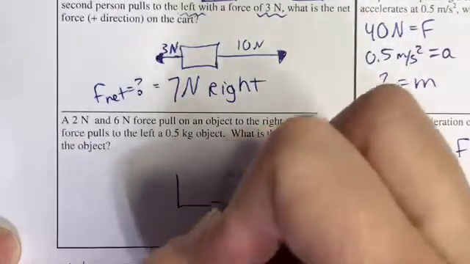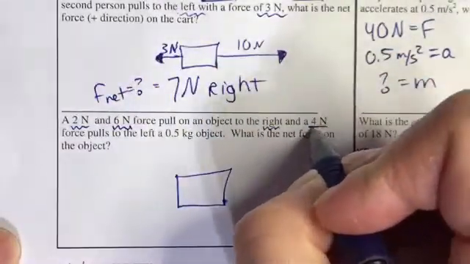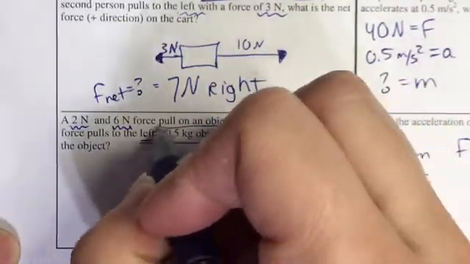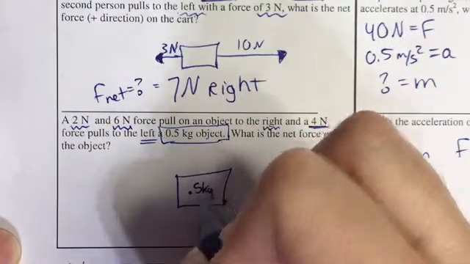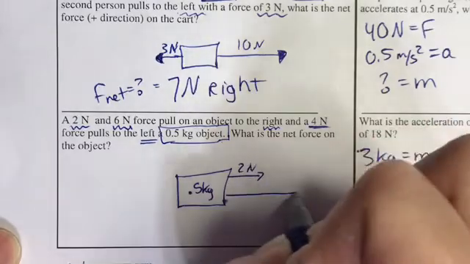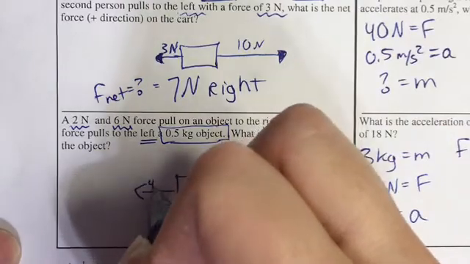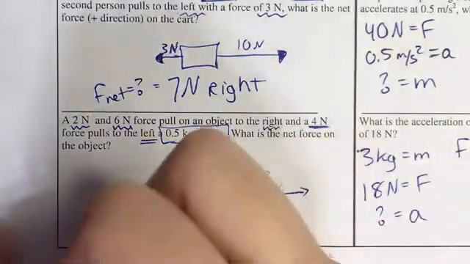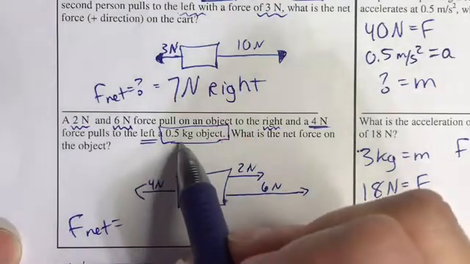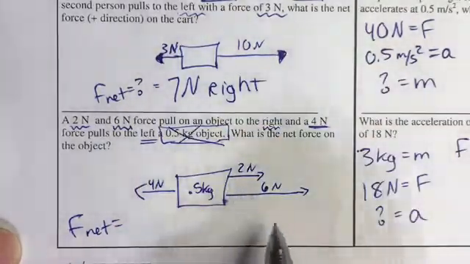Here we have 2 newtons and 6 newtons pulling to the right, and 4 newtons pulling to the left. And then we have the mass of the object, so 0.5 kilograms. Telling us 2 newtons to the right, and 6 newtons to the right, and 4 newtons to the left. The net force. So, do I need this? Nope. The mass is extra information. I just need to do these.